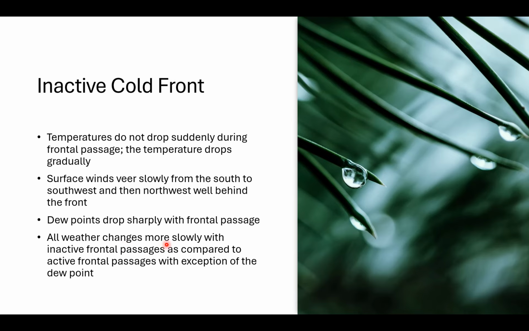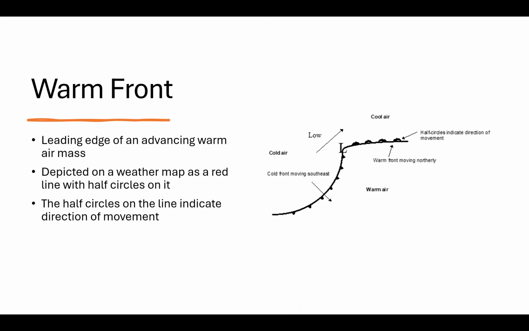And all weather changes are going to occur more slowly with inactive frontal passages as compared to active frontal passages, with the exception of the dew point, which drops more sharply. All right, so we covered a cold front. We talked about the general weather and some of the elements of the weather that change with this cold frontal passage. We talked about the two different types of cold fronts. An active or slow-moving cold front with the weather at and behind the front, and an inactive or fast-moving cold front with the weather well out ahead of the front.